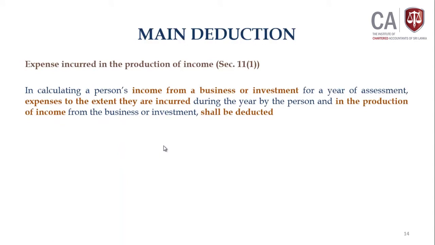It's a very important rule here. We will look at the expenses that are going to be allowed under the main deduction rule. Here we had this section in the previous act also, slightly different. Section 25, we called it the general provision. Here they use the words main deduction rule. In calculating the person's income from business or investment for a year of assessment, the expenses to the extent that it is incurred during the year by the person in the production of income from the business or investment shall be deducted.